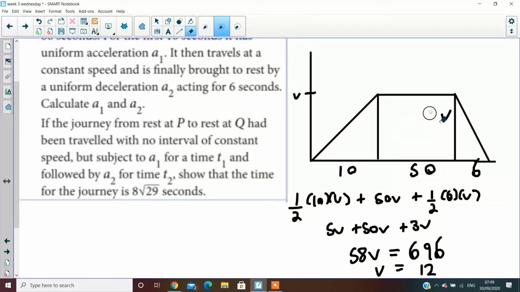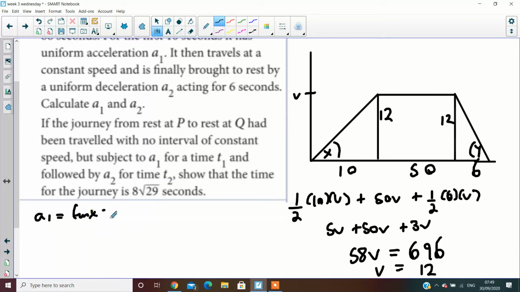Now, the acceleration and deceleration is quite handy. Acceleration is tan x. Deceleration is tan y. So what's tan x, which is A1, is 12 over 10, which is simply 6 over 5. There's your A1 value all day long. Now your A2 value is going to be tan y, which is 12 over 6, which is 2. And that's expected, isn't it, the deceleration to be larger than the acceleration. Is that pretty cool? Okay.